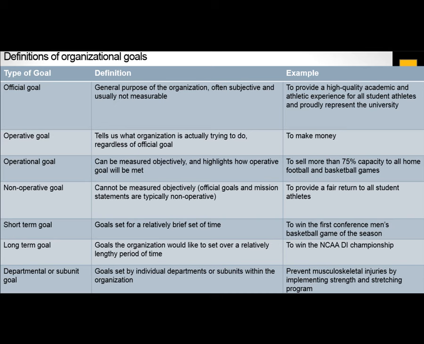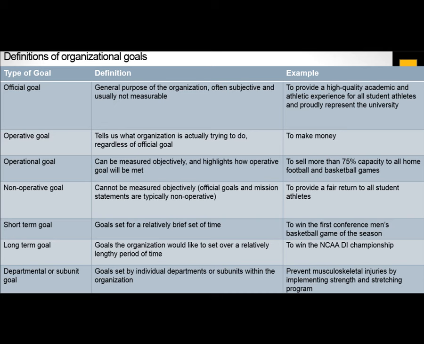A non-operative goal is going to be a goal that cannot be measured objectively. So we see that official goals and mission statements, once again, are typically non-operative. An example of this is to provide a fair return to all student athletes. We can't measure that. Short-term goals are going to be set for a brief amount of time. And maybe for a team, it might be to win the first conference men's basketball game of the year. Right? That's pretty short term.